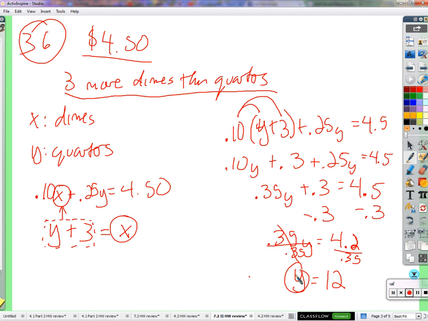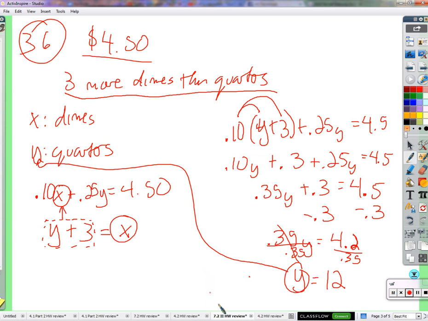The y is 12. Well, y is the number of quarters. We decided that y would represent quarters. So she has 12 quarters. Question was, how many quarters does she have? The answer is 12 quarters.